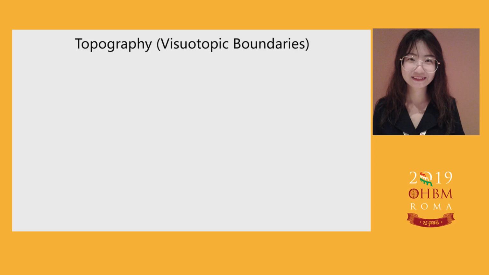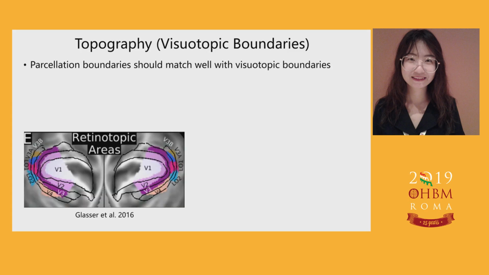To evaluate topography, we can look at the areas that have internal topography, for example, the visual areas from retinotopic mapping. This figure shows the Glasser parcellation overlaid with the retinotopic areas. We can see that the alignment is very good. Therefore, we can align the parcellation boundaries on top of the retinotopic boundaries to assess the parcellation quality.